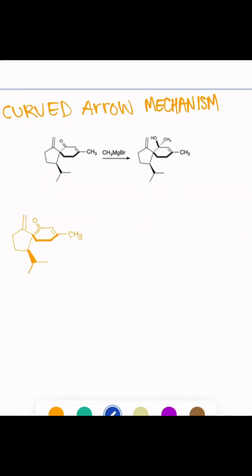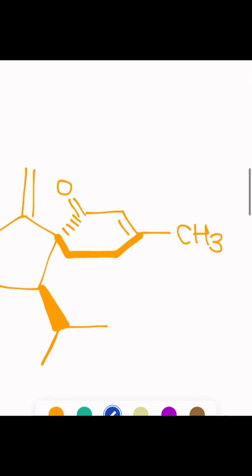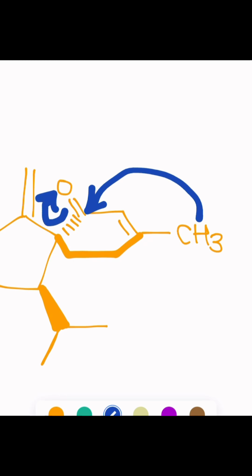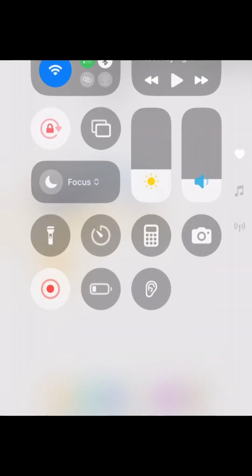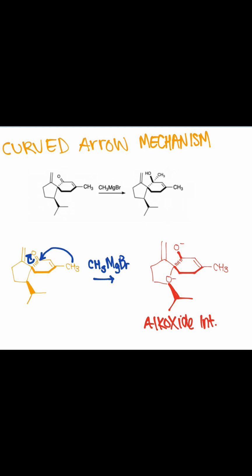We will now go over the curved arrow mechanism for this reaction. The first step is a nucleophilic attack. So that first curved arrow is going to start at the methyl group and point towards the carbonyl carbon. At the same time, the electrons in the carbon-oxygen double bond are going to move up into the oxygen. This will break the pi bond and form a new carbon-to-carbon bond between the methyl group and the carbonyl carbon, and form an alkoxide intermediate where the oxygen now has a negative charge.